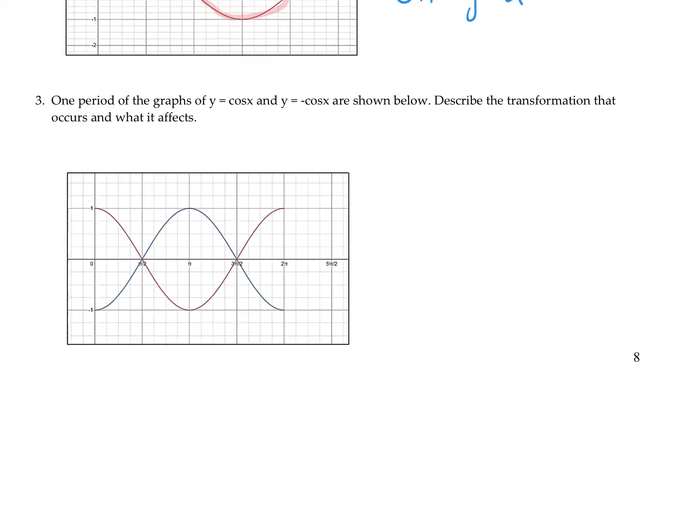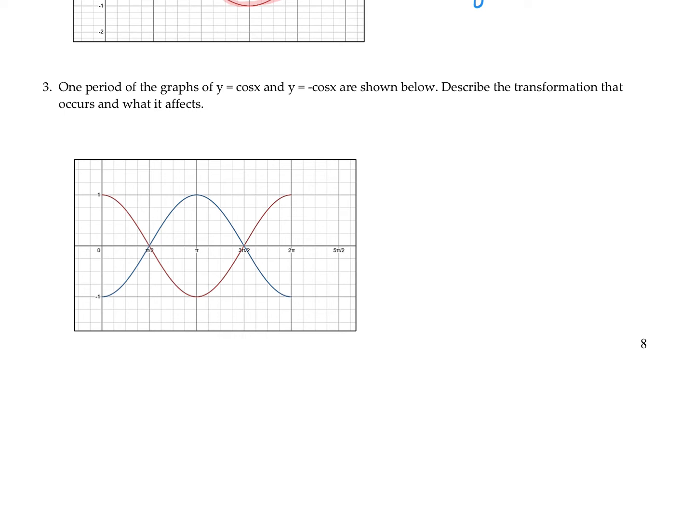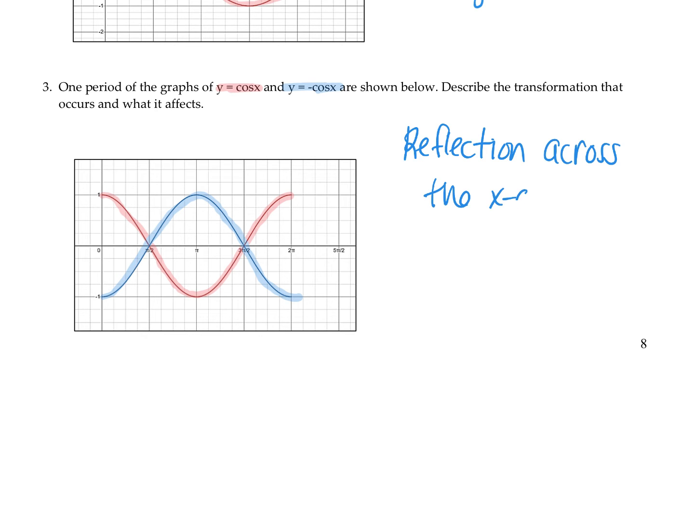All right, the last transformation we're going to look at is what happens if we have a negative in front. So if I have y equals cosine of x is my red graph, my y equals negative cosine of x is my blue graph. So we can see that we have a reflection. In this case, it's across the x-axis.